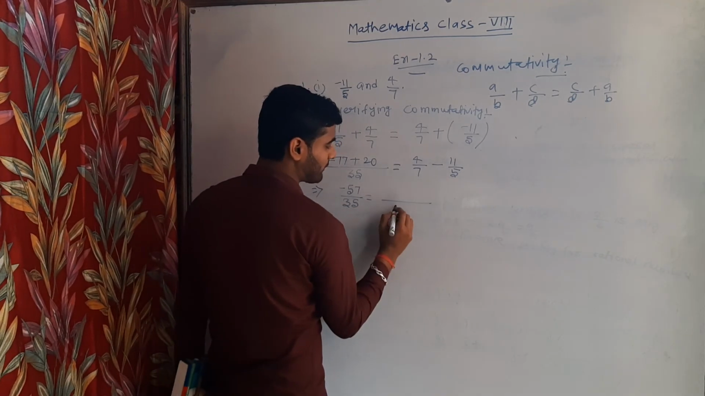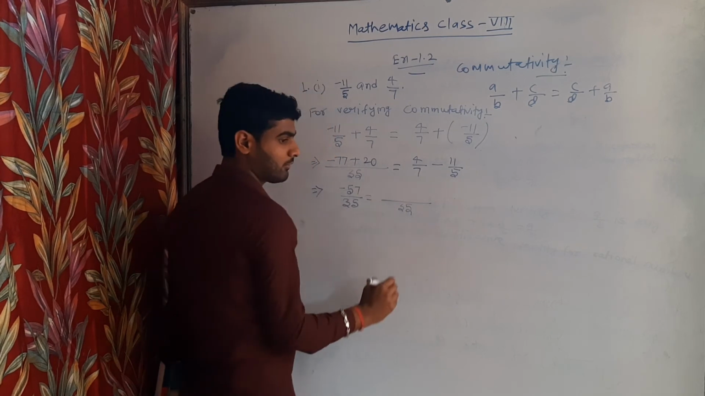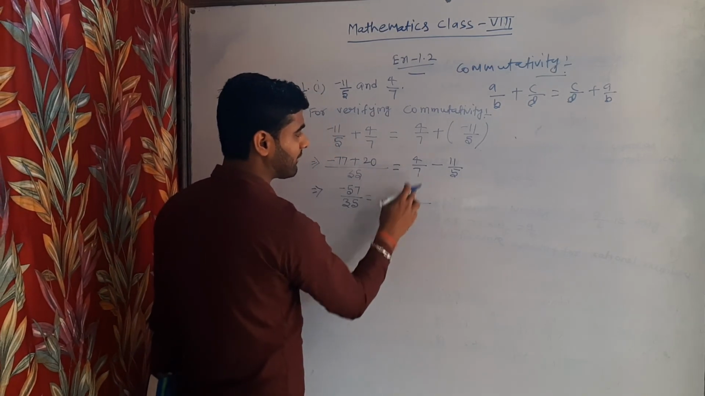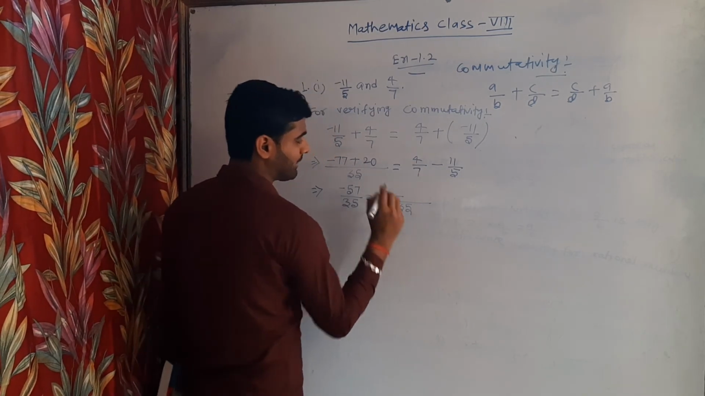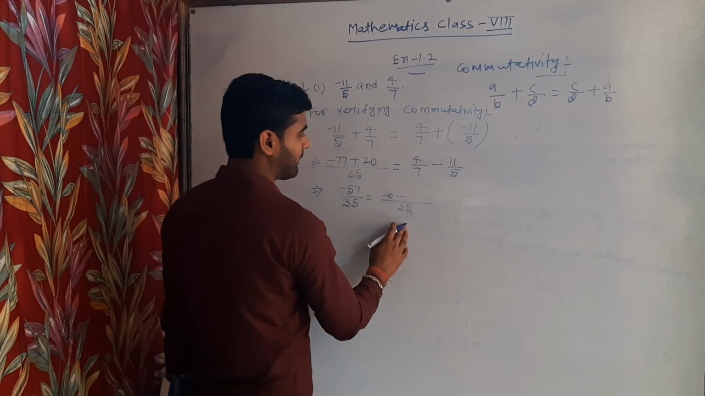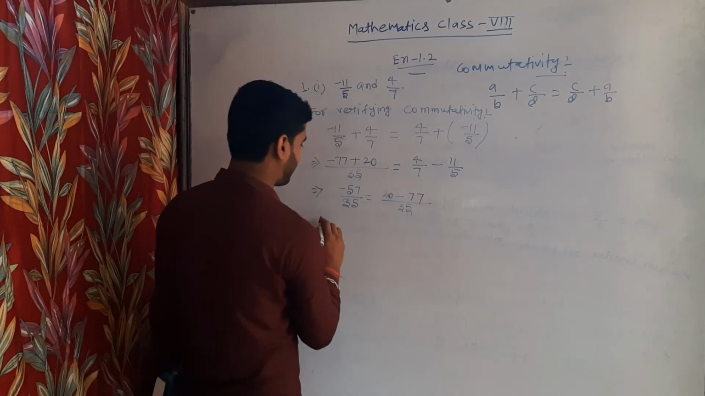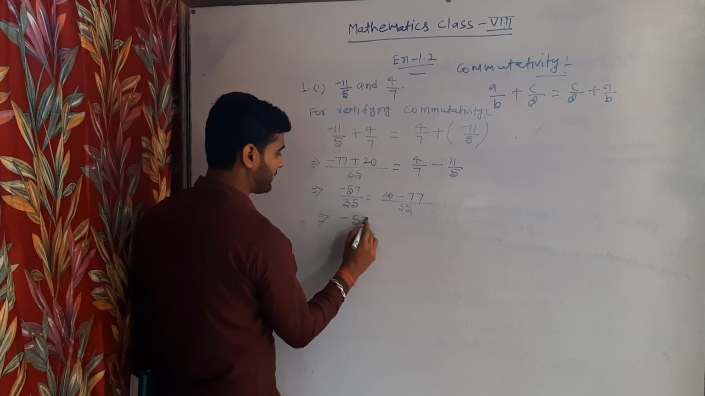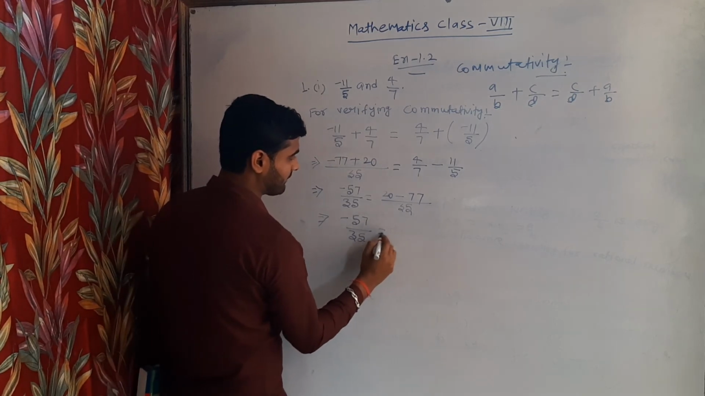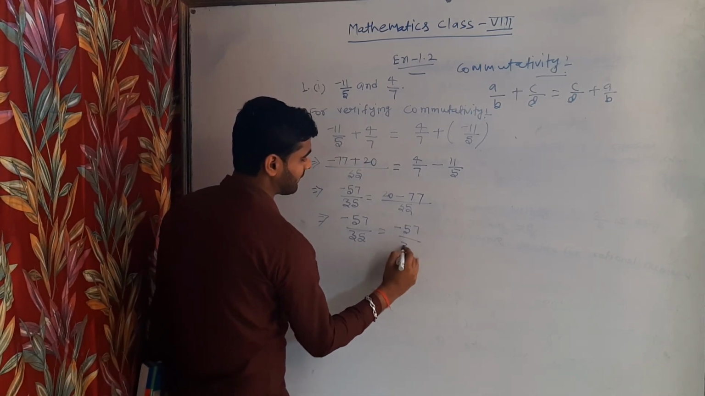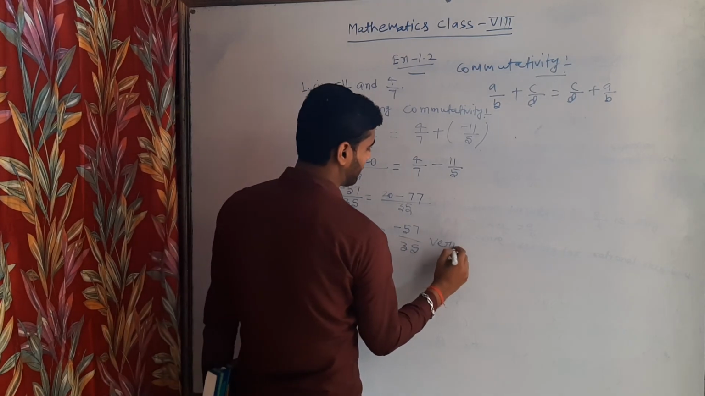Here we take LCM of 7 and 5, which is 35. 7 5s are 35, 5 4s are 20. Minus 5 7s are 35, 11 7s are 77. Minus 57 by 35 is equal to minus 57 by 35. Verified.